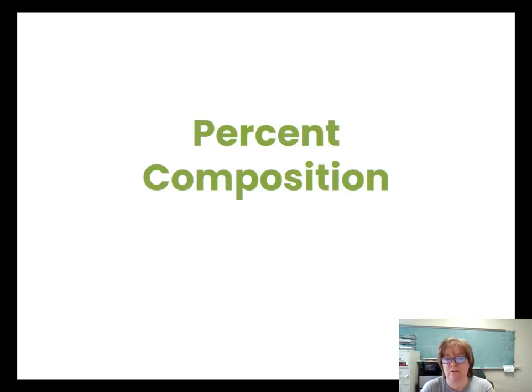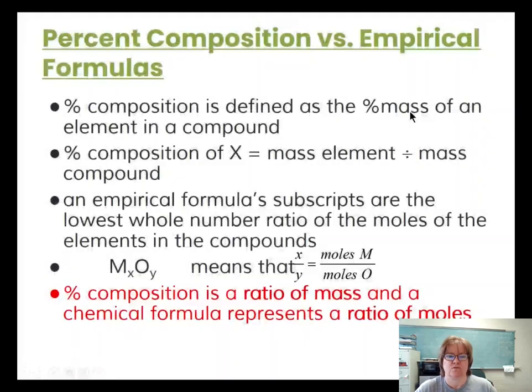Composition and empirical formula are going to be two of the specific ways that we describe compounds in this class. The difference between percent composition and empirical formula is basically that percent composition is about mass. It's the percent mass of a particular element in a compound. So the formula is the mass of the element divided by the mass of the whole compound to get the percent composition.